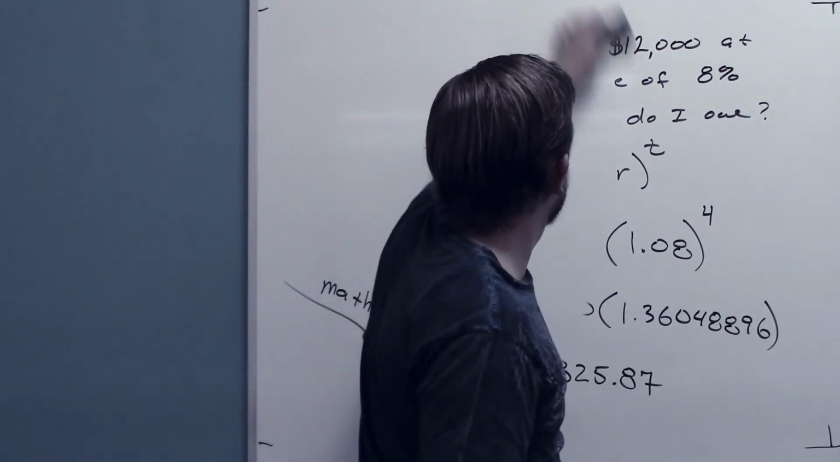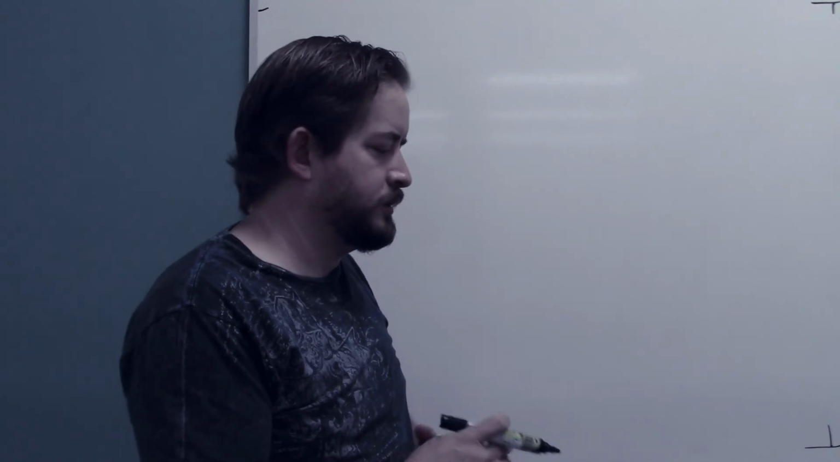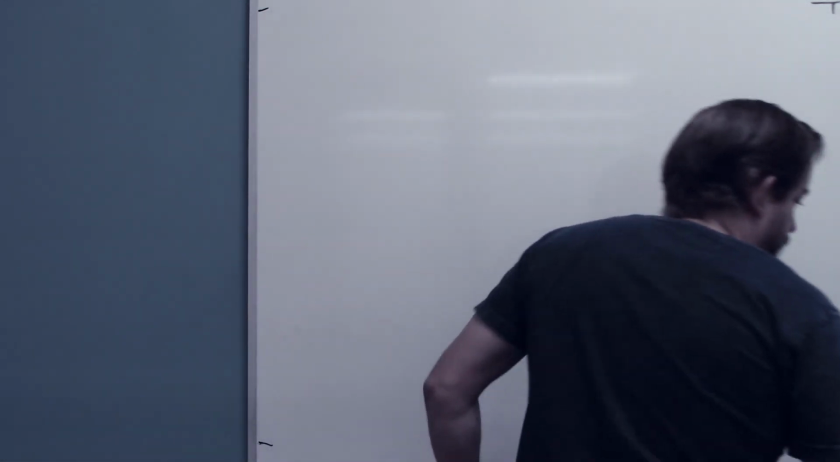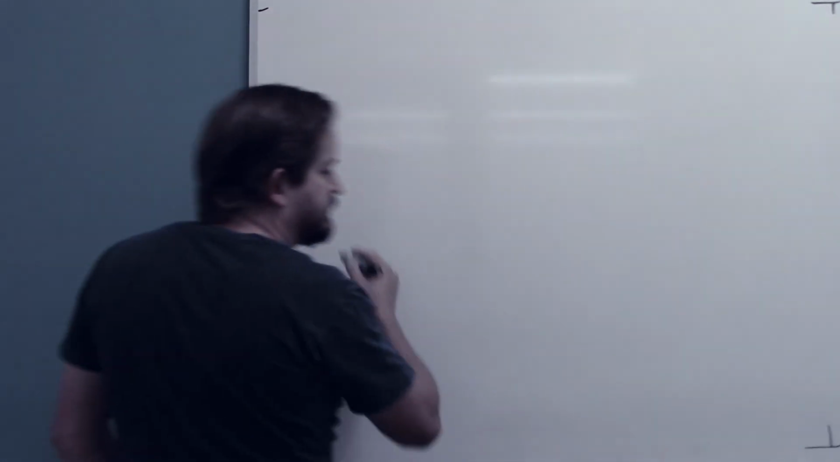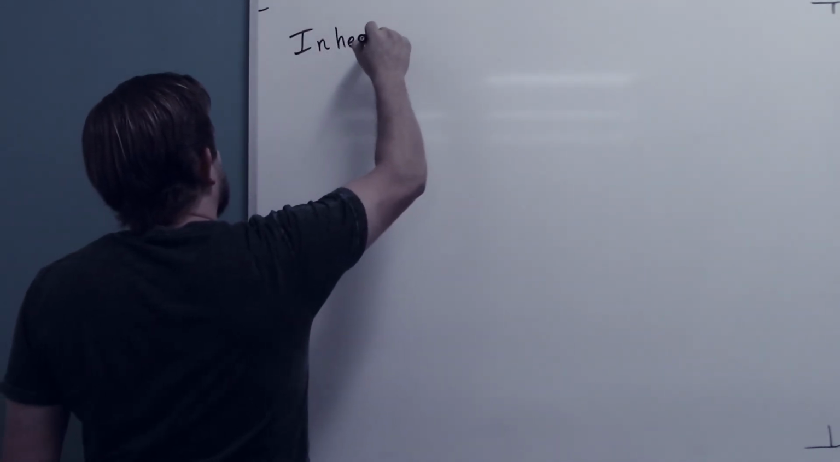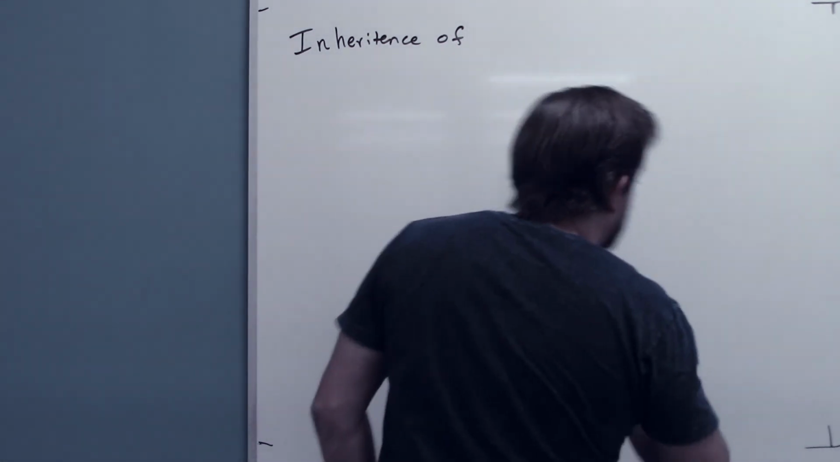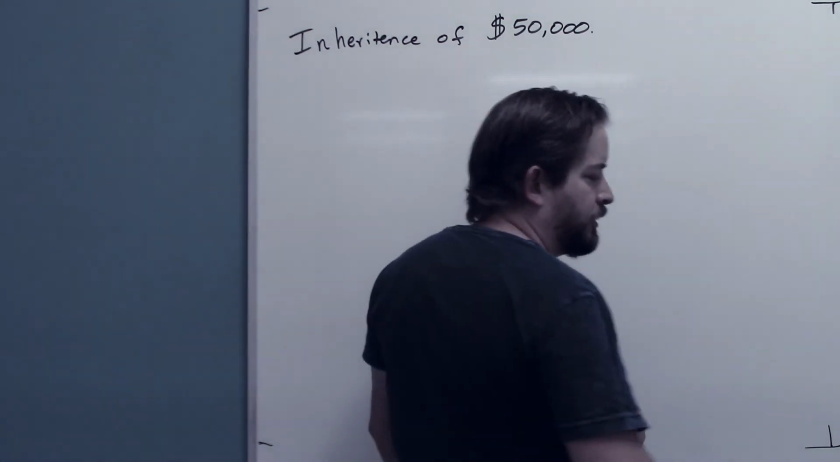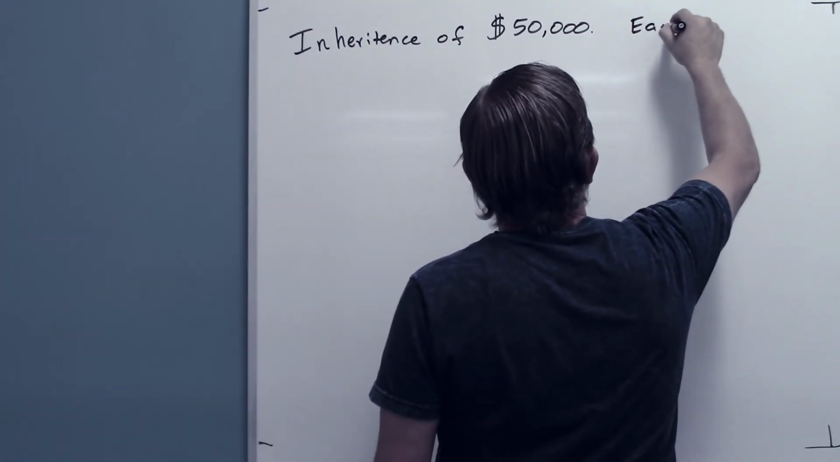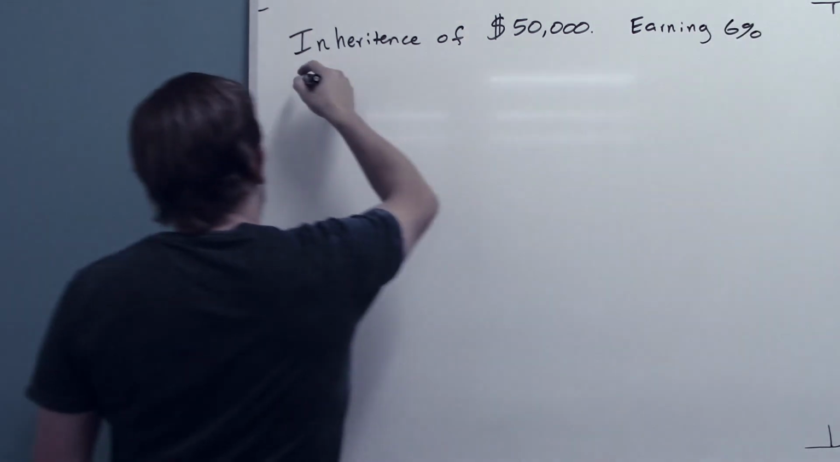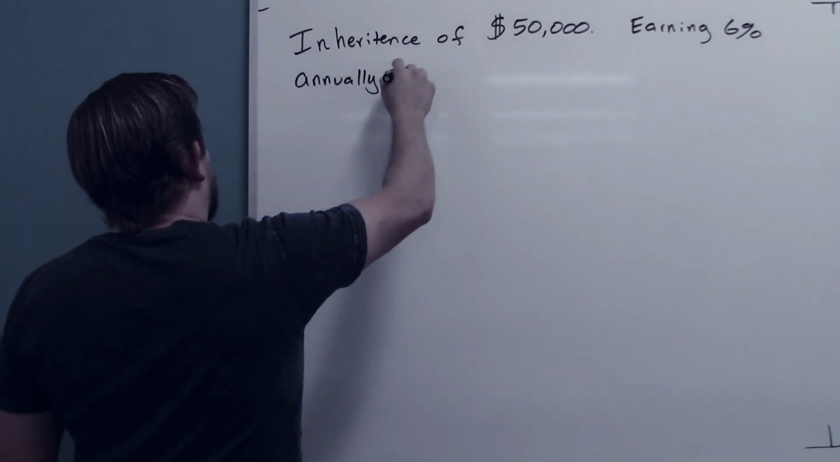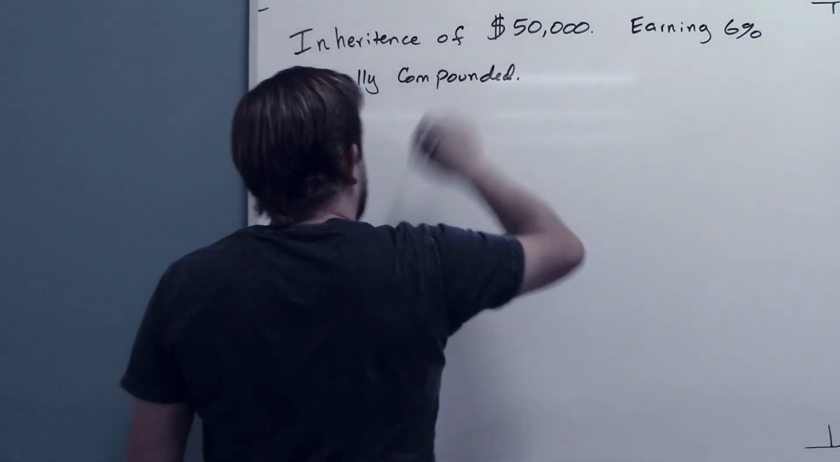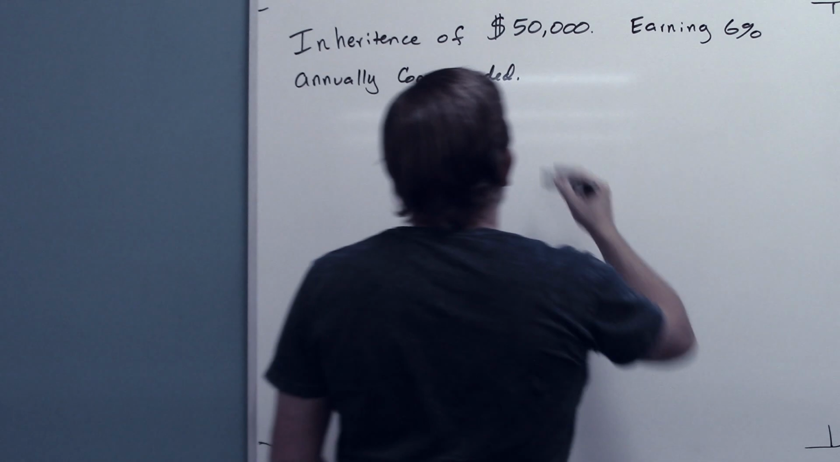One of the very powerful tools in finance is the time value of money. As long as you can beat inflation rates, you can hold money in accounts for as long as you can, that's going to become more and more valuable to you. So an example of that, one of the examples in the book says, Jen receives an inheritance of $50,000. She wants to leave it in the account earning 6% interest annually compounded. And she wants to leave it in until she retires in 25 years.